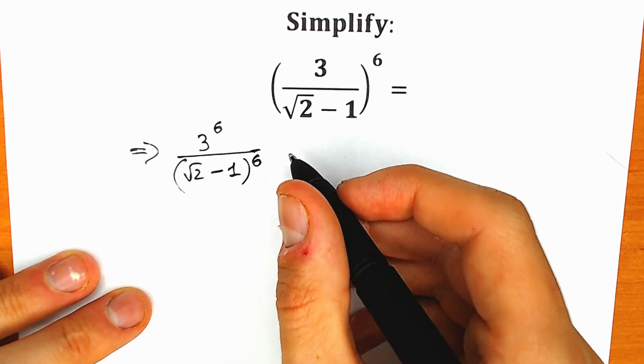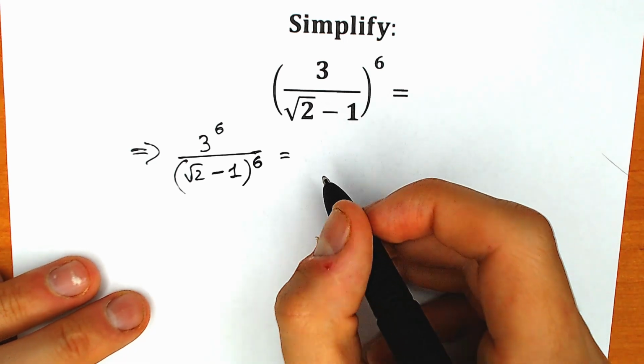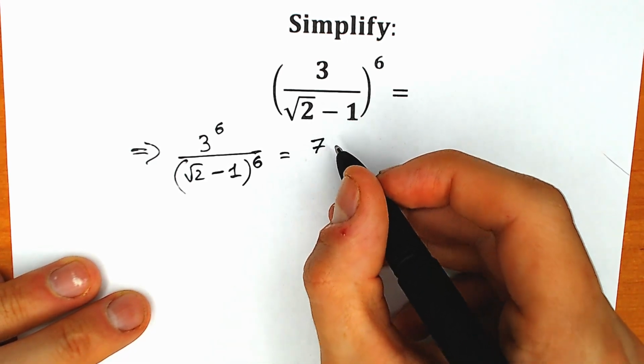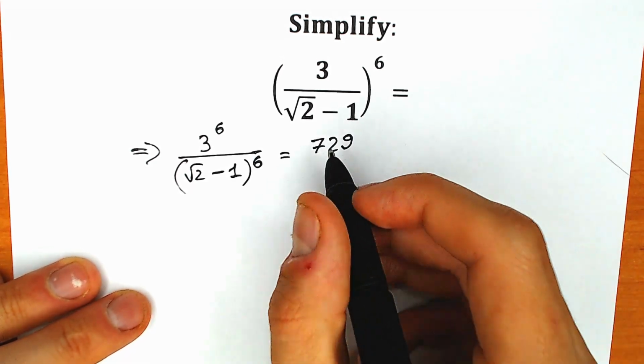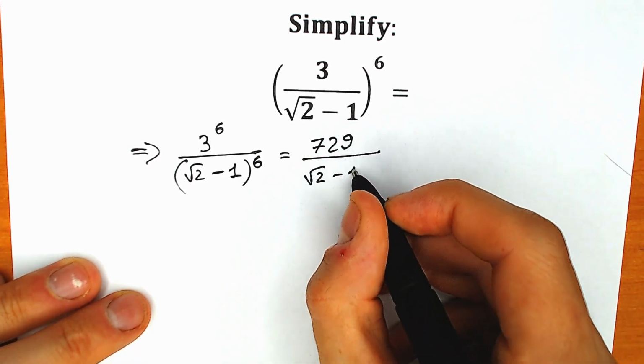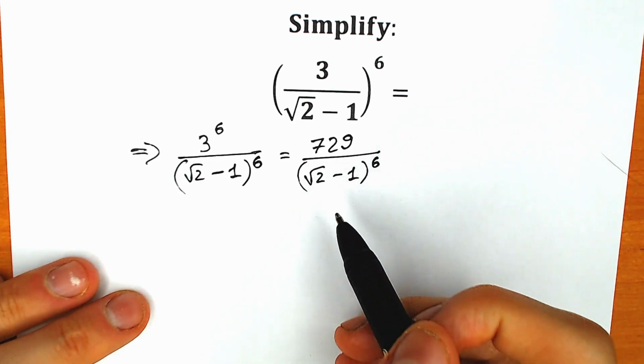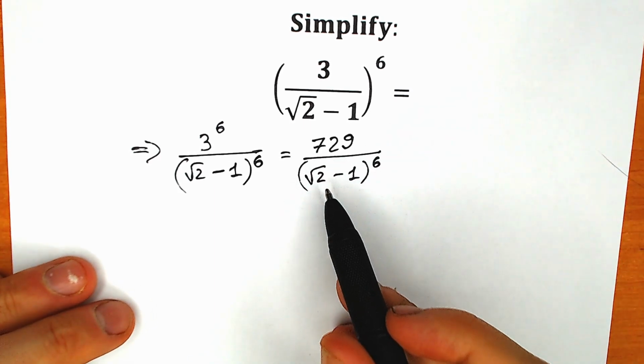Right now 3 to the power 6, we can easily find it real quick step by step. So 3 to the power 6 equals 729. This is our numerator, 729, and of course we have our denominator, square root of 2 minus 1 raised to the power 6. Right now everything is great with our numerator. We have our constant, but what about our denominator?